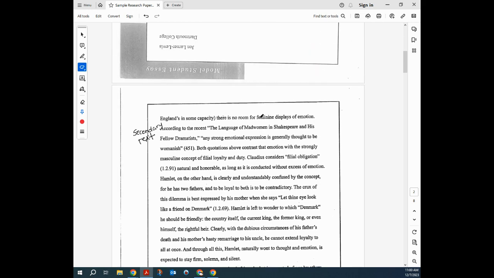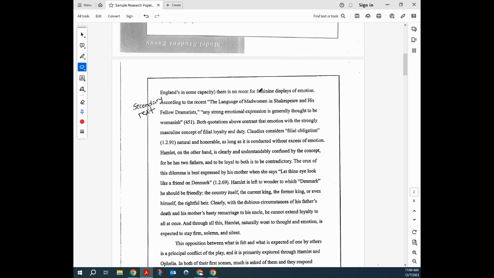Right? And so the secondary source here then, he makes a statement about the primary text and talks about how there's no room for feminine displays of emotion, and he equates that argument with his primary text. But then when he gets to his secondary text, he's going to use the secondary text as further evidence to support his ideas that he made about the primary text, right?